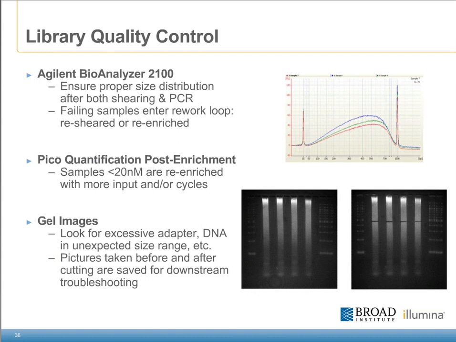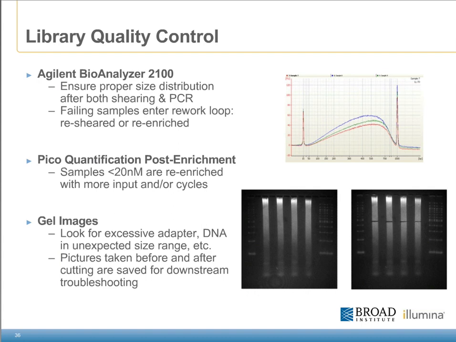The guideline we've set up for ourselves is that samples below 20 nanomolar, we re-enrich if there's more material to go back to. Or, in the case of the high diversity libraries, if that library hasn't hit 20 nanomolar and you did 16 PCR cycles, there's probably something really wrong with it. So that would have to get restarted from the very beginning.